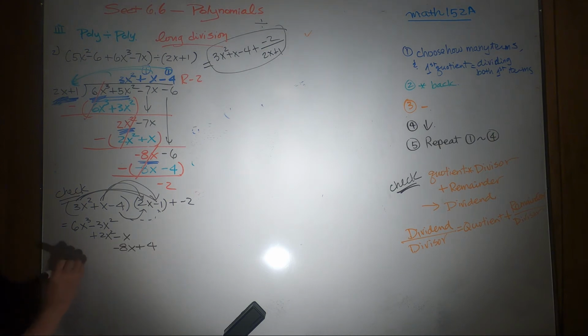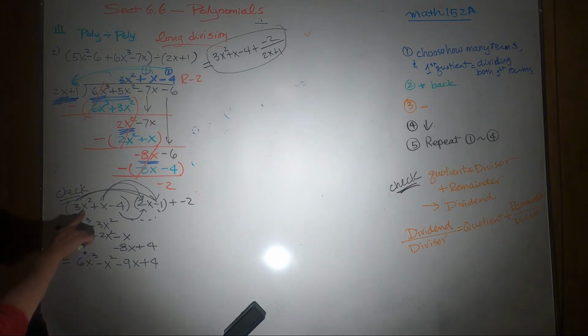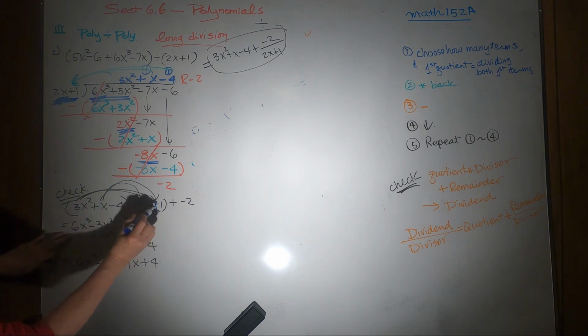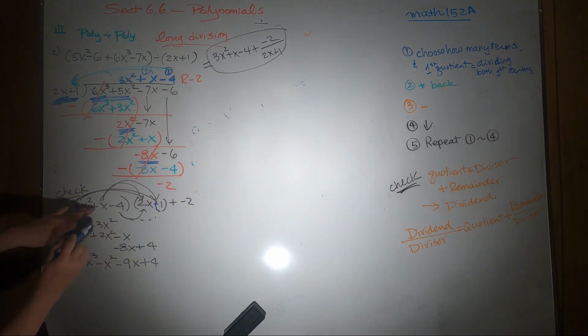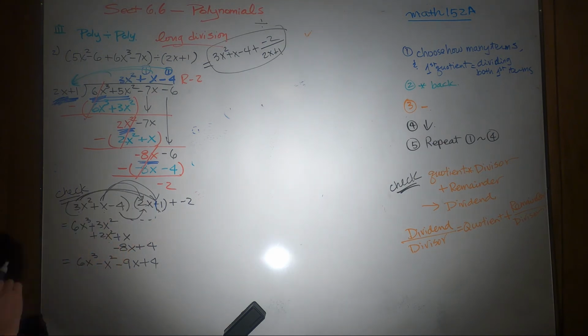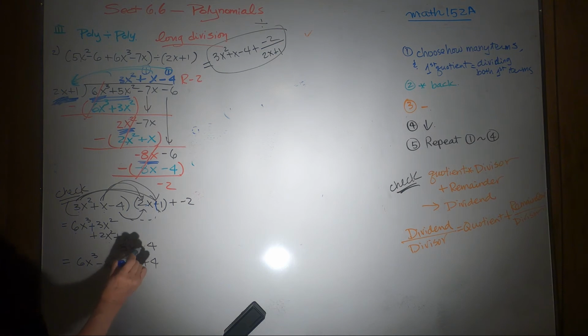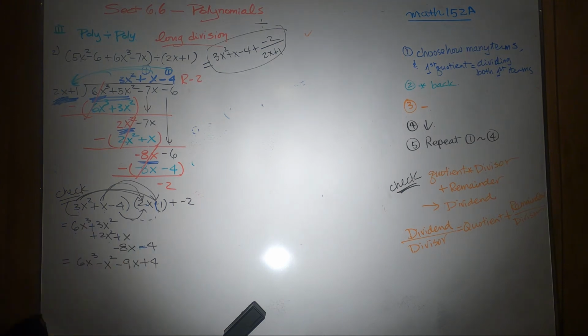So you add it together, what is it? 6x cubed minus x squared minus 9x plus 4. Did we get back? Oh, did I do it right? Oh, this is a plus 1. No wonder I say it's not right. So this is a plus 1. So this times this is this. This times this is plus this. Then x times 2x is this one. X times 1 is this one. Then minus 4 times this is negative. This one is negative now. Right? Now we are okay.